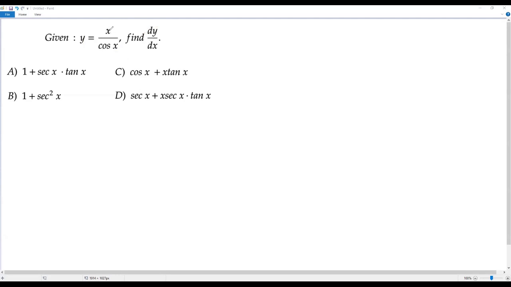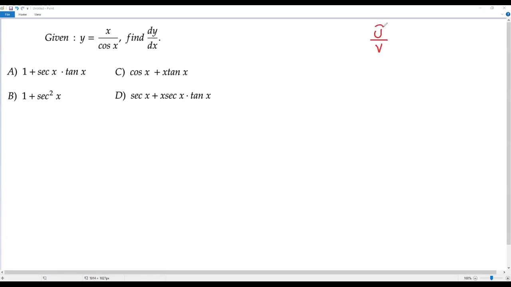Here in the given function, we have variable x in both numerator and denominator. Whenever I want to find the derivative of a function which contains a variable in both numerator and denominator, I have to use the quotient rule. What is the quotient rule? First let's understand what the quotient rule is. Let's consider a function which contains a variable in both numerator and denominator.